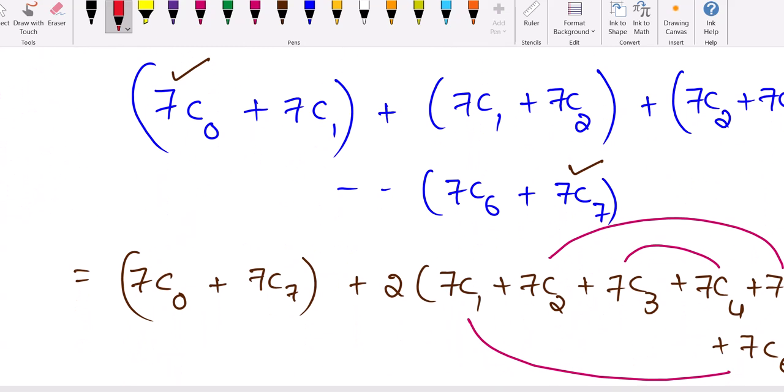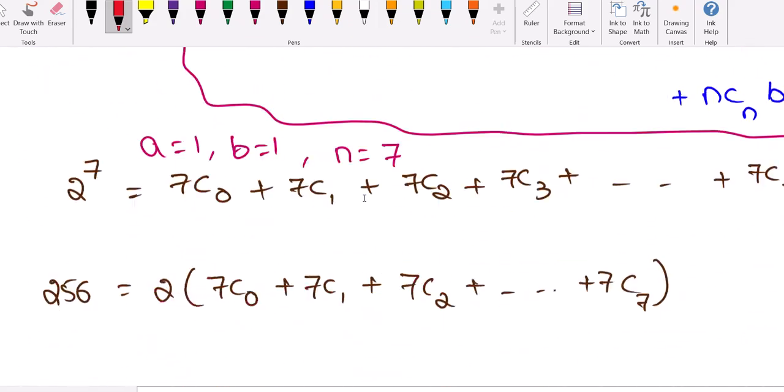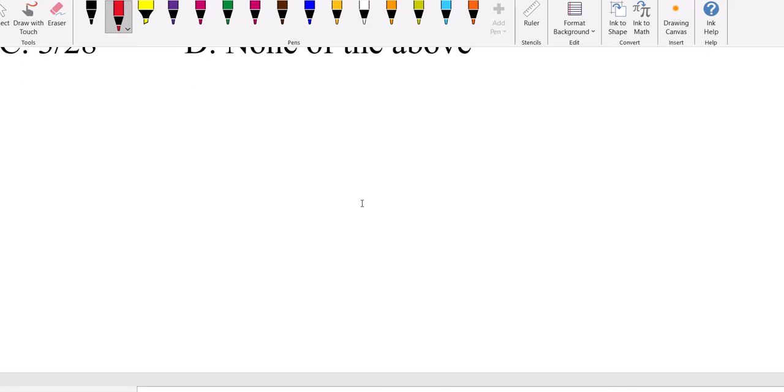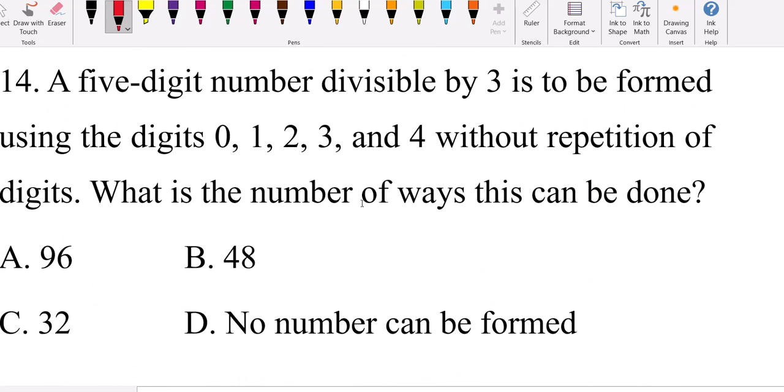Next question, doubt. Question number 14. Okay, this was question number 9, and we are moving to question number 14. A 5-digit number divisible by 3 is to be formed using the digits 0, 1, 2, 3 and 4 without repetition of digits. How many ways is it possible?